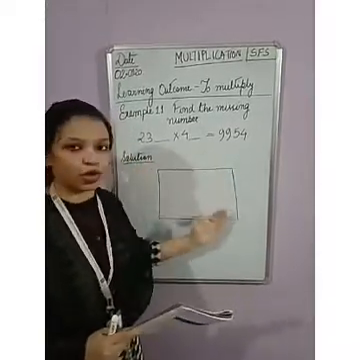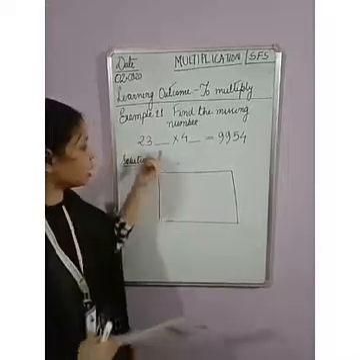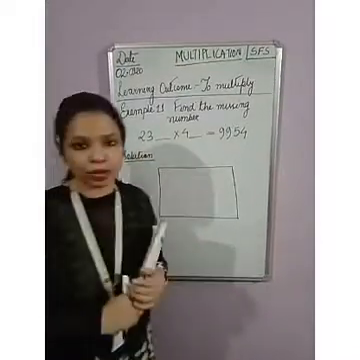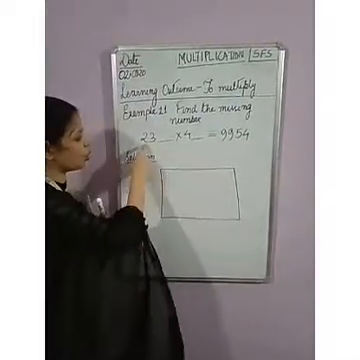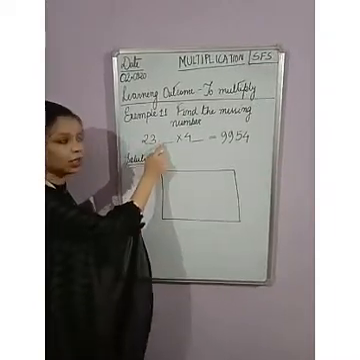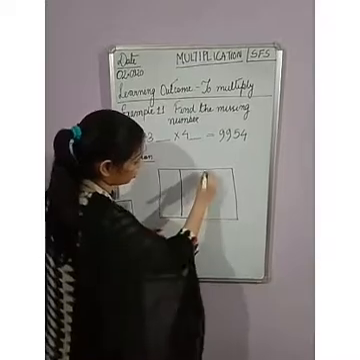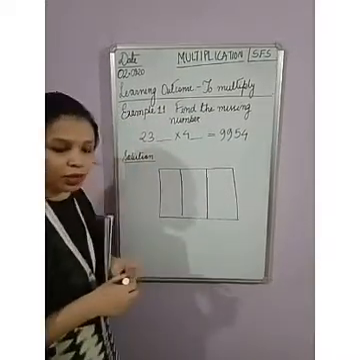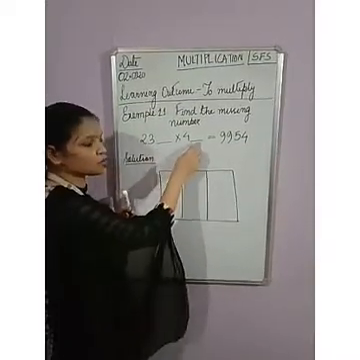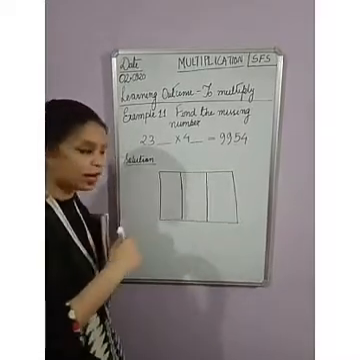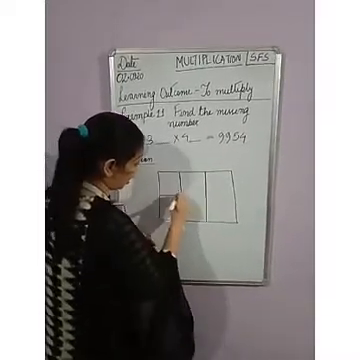For that I have drawn the lattice here. Now looking at the multiplicand, how many columns will be there? How many digits are here? 1, 2, and the missing number, 3 digits. Okay, so 3 columns. 1, 2, and 3. Okay, the next is a 2-digit number. So how many rows will come? 2 rows. 1 and 2.